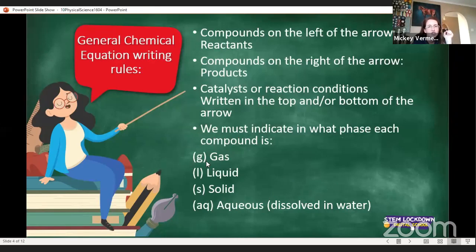All right. So if you see any of these symbols in a bracket after a compound or an element, it tells you what phase that compound or element is in. All right. So Mbali's asked a question about catalysts. And Aaron, must they always be in lowercase? Yes, Matthew. Always in lowercase, always in a bracket.